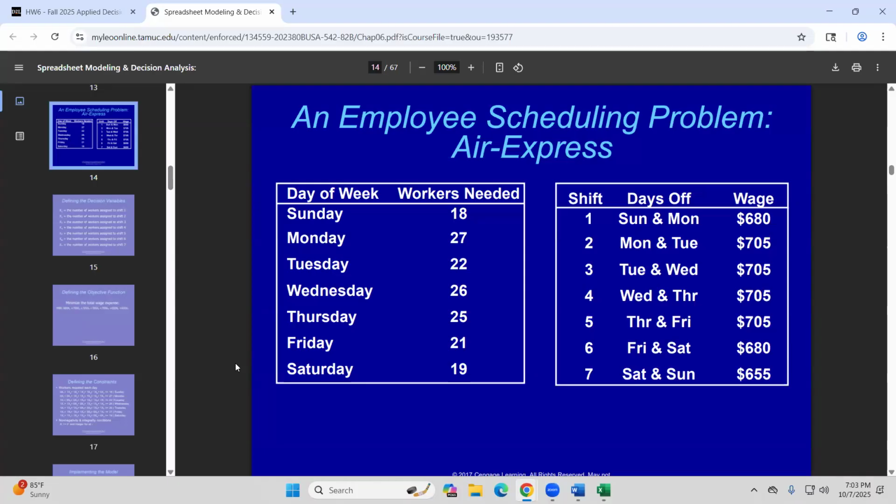And here for Sunday, for example, we need 18 individuals. For Monday, we need 27, and so on. Do you remember we solved exactly the same problem like this? You remember the restaurant? The shifts, 8 hours, and so on. So this is exactly the same method. So what would be the decision variable for this one?